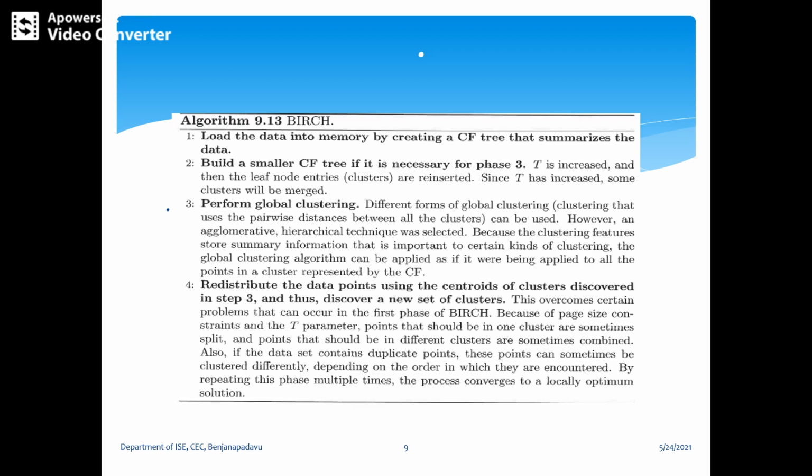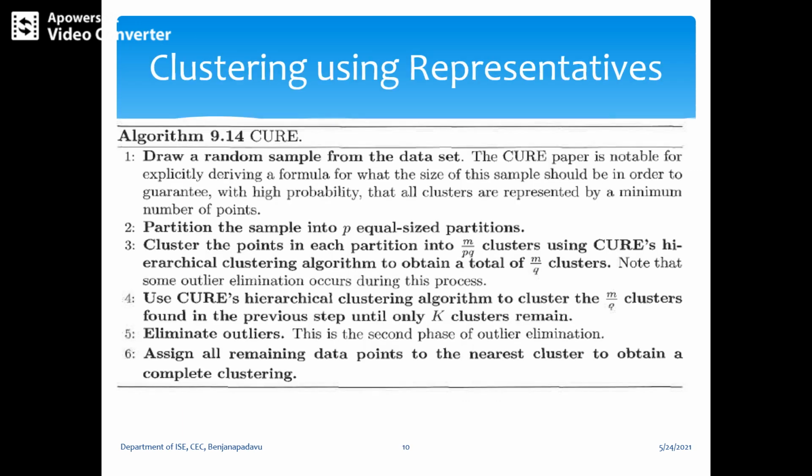A problem can occur in the first phase of BIRCH because of the page size constraint in memory and the parameter T, so that points that should be in one cluster may be split. Data containing duplicate points can also sometimes be clustered differently, depending on the order in which they are encountered. Repeating this pass multiple times, the process converges to a local optimum solution. So this is about clustering using representatives, which we can call the CURE algorithm.